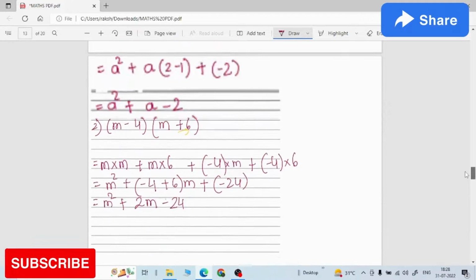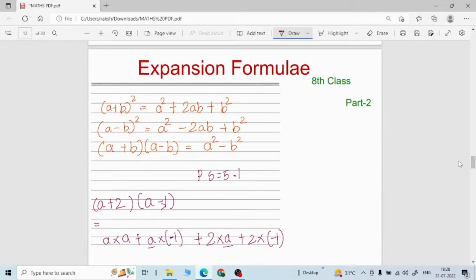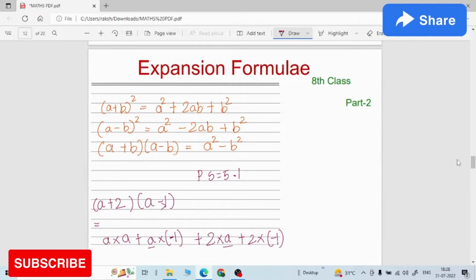So here we completed practice set 5.1, the expansion formula, lesson number 5 for the 8th class. Okay everyone, so we are completed here.